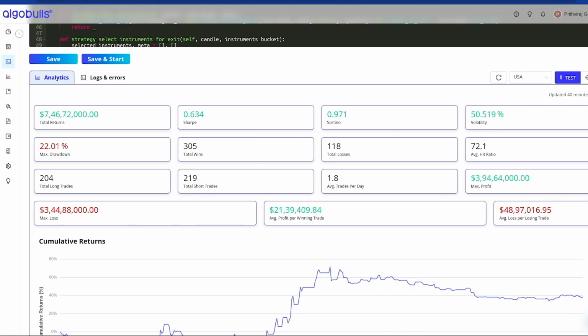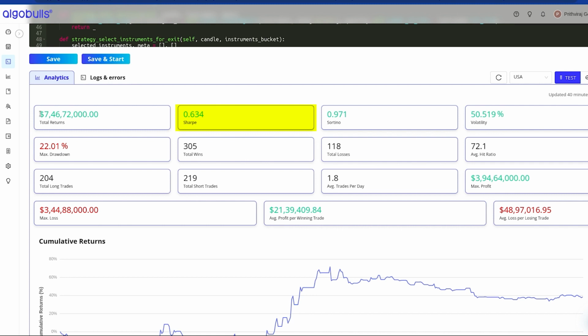To begin, let's uncover the range of performance metrics that give us a deep understanding of how our strategy is performing. So here we start. Total returns. These are the total summation of all the return of our strategy executed from start to end. The next is Sharpe ratio.